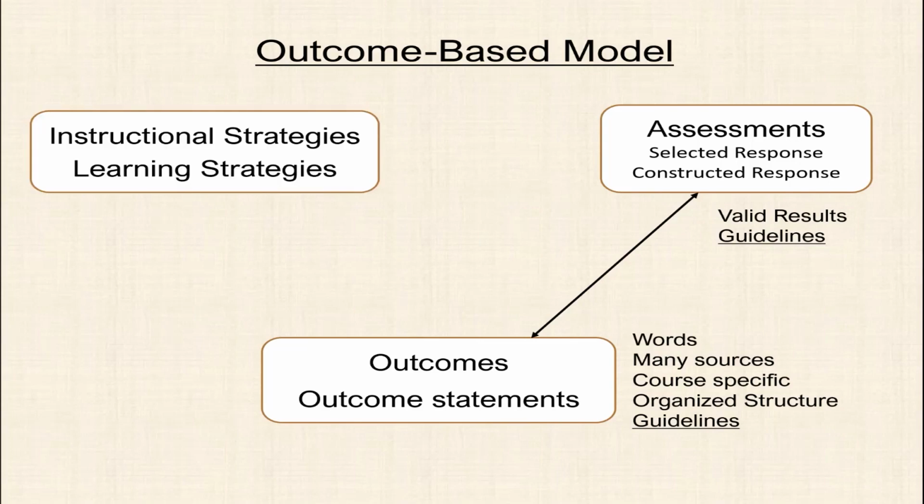And the third component, instructional strategies and learning strategies, are of course directly connected to outcome statements. We need to teach what the students are told they're supposed to learn. And these instructional and learning strategies also are directly associated with assessments because, again, we need to assess what we're teaching and teach what we say we're going to assess. So that's just the logic of all this.